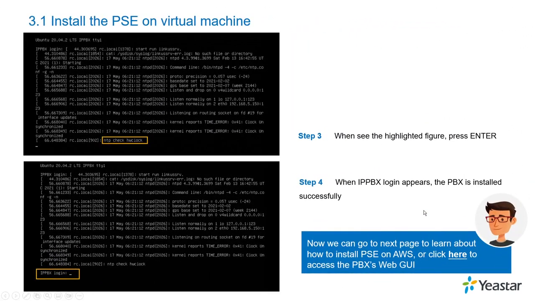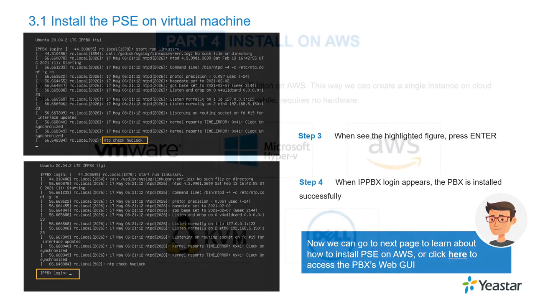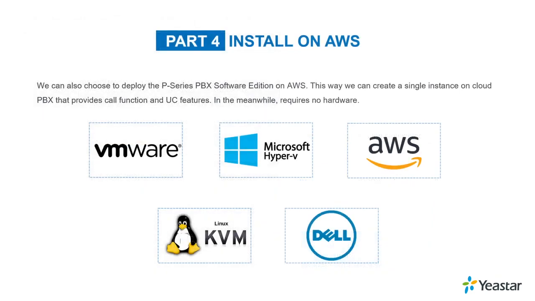So anyway, like I said, that will be what we're going to do for this installation of the P-Series Software Edition on the virtual machine. Now, keep going. Another platform I'm going to talk about in today's session will be the installation on the AWS. So first of all, let's keep going with the AWS installation.